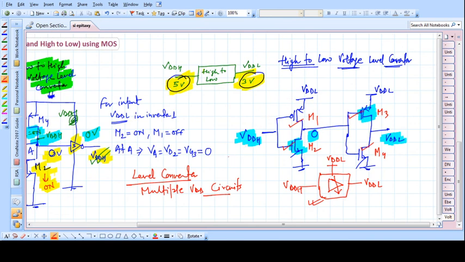So this is a very simple circuit for the high to low and low to high voltage level converter.